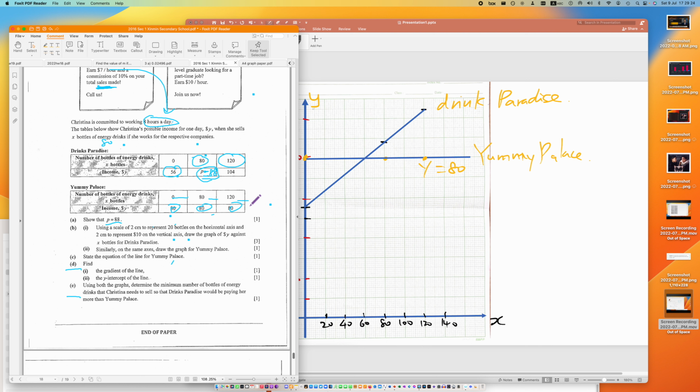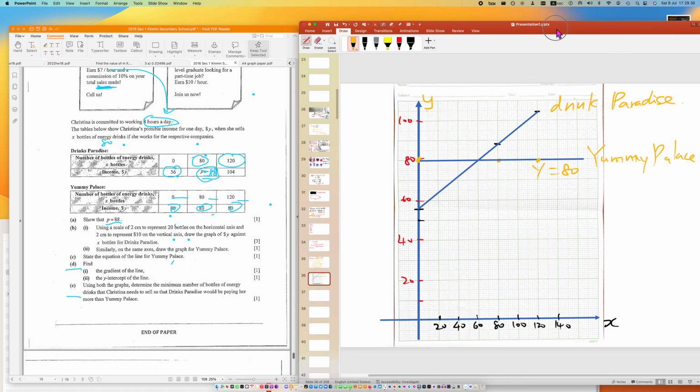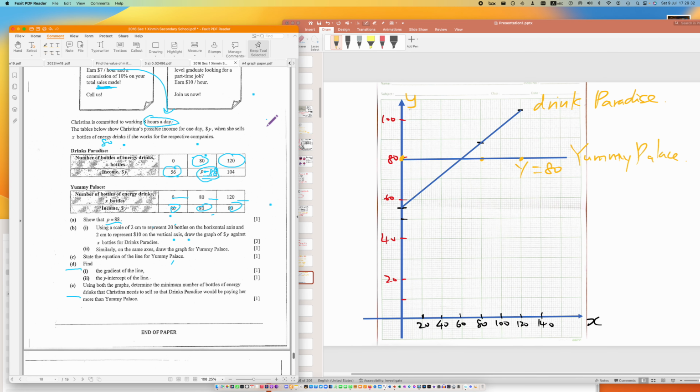Mr. Low, can you move the graph a little bit to the left side? Yes, okay. All the numbers are from here, for the Drink Paradise.